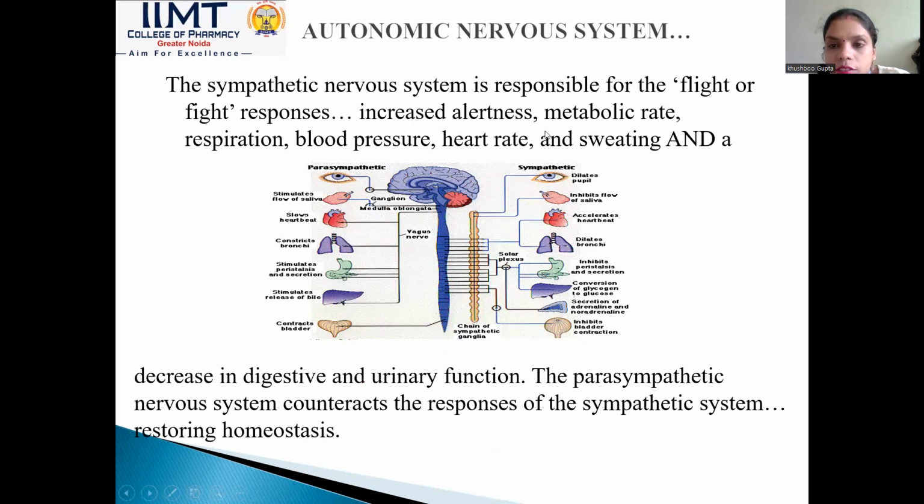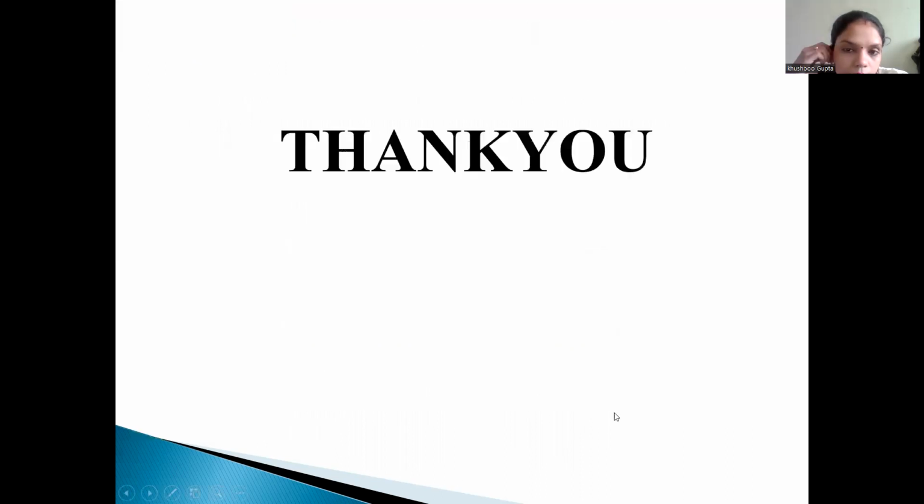The sympathetic nervous system is responsible for fight or flight responses. It is responsible for increased alertness, metabolic rate, respiration, blood pressure, heart rate, sweating, and decrease in digestive and urinary function. The parasympathetic nervous system is the opposite of the sympathetic nervous system. It helps in restoring homeostasis.